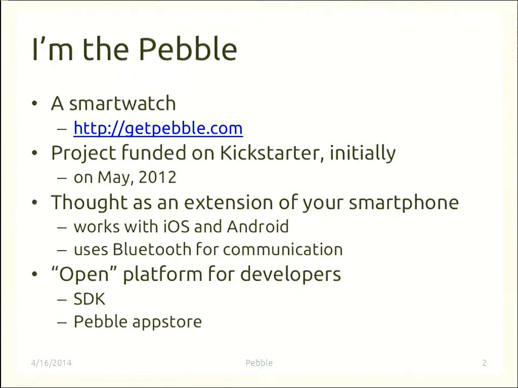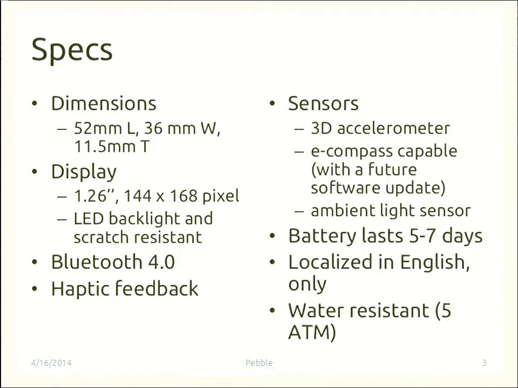And it uses Bluetooth for communicating between the watch and the smartphone or the tablet. It has an open platform for developers in the form of an SDK that is freely downloadable from the internet, and an app store for selling applications for the Pebble. Some specifications: it has a 1.26 inch display, LED backlight, Bluetooth 4.0, haptic feedback, a 3-axis accelerometer, quite good battery, 5-7 days, it's water resistant, and it's localized in English only.